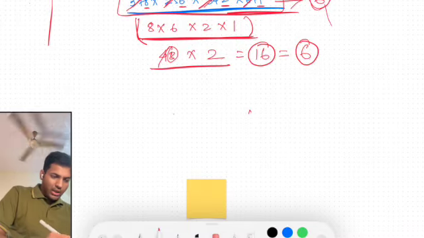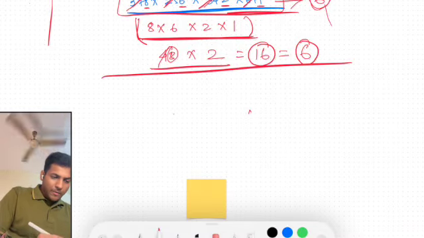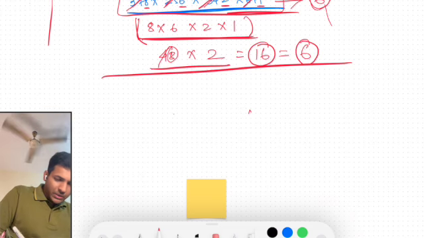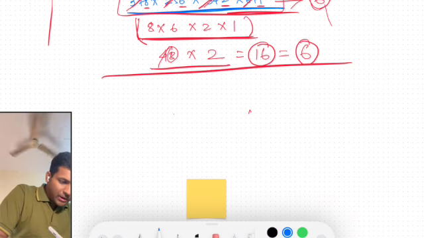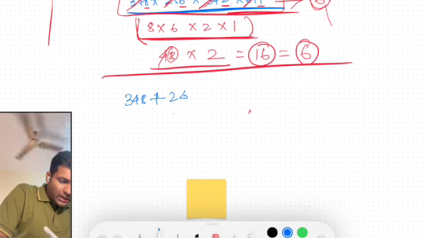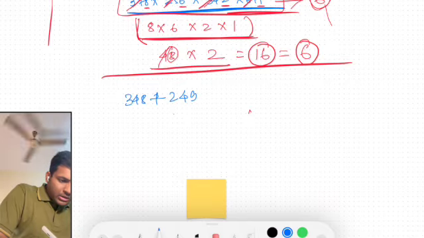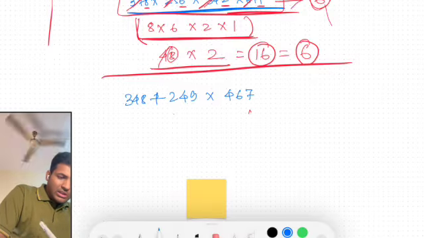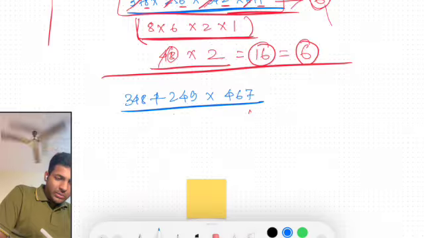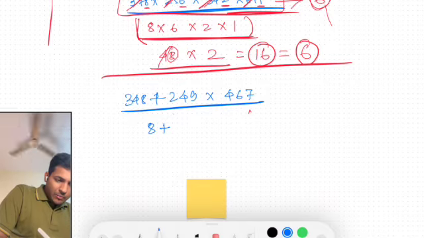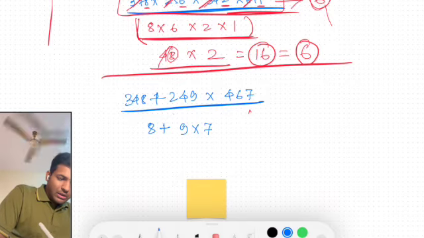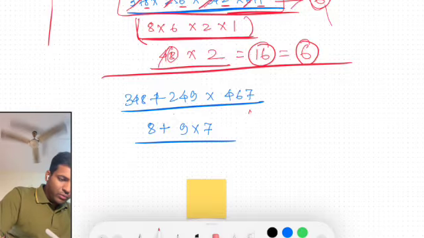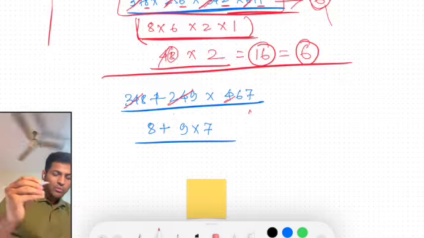Now it is not the case only for this question; even if there are different expressions, suppose the expression is like 348 into plus 249 into 467, you can still apply the rule. The unit digit will be 8 plus 9 into 7. What I have done is removed the other digits apart from the unit digit.